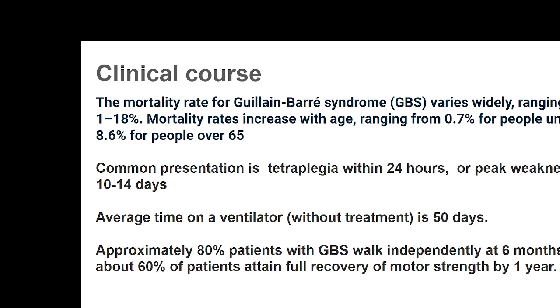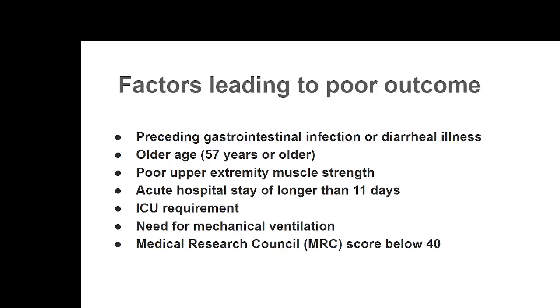Now, usually patients would recover, and most of the time around 80% of the patients would be able to walk independently by 6 months, and 60% of the patients may attain full recovery of motor strength by about a year. So the time taken for recovery is also relatively long. Now, factors which lead to poor outcome. When a patient presents with Guillain-Barré syndrome initially with the typical neurological pathology, where there could be a flaccid paralysis occurring in the limbs, the prognosis could be predicted.